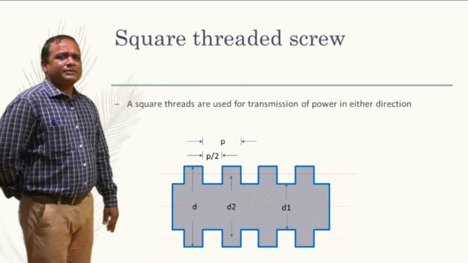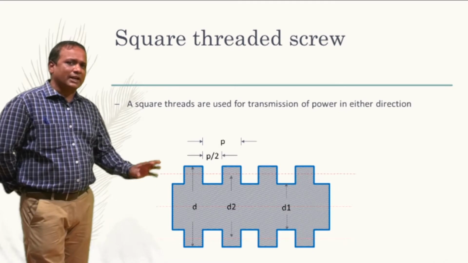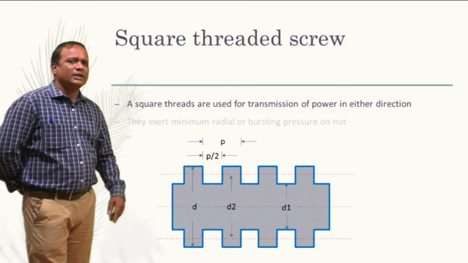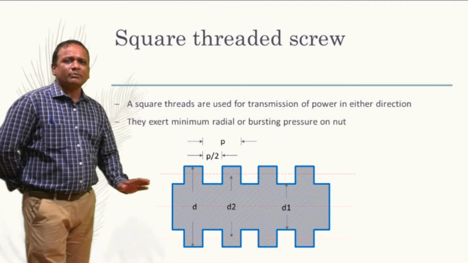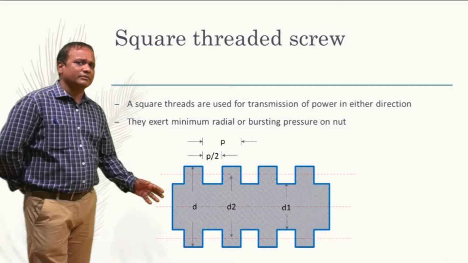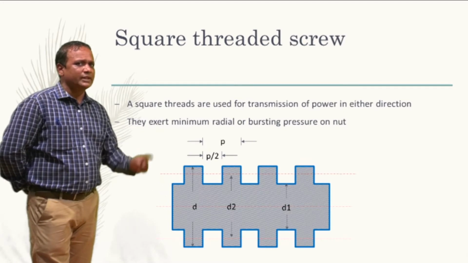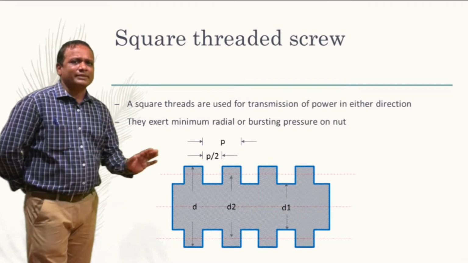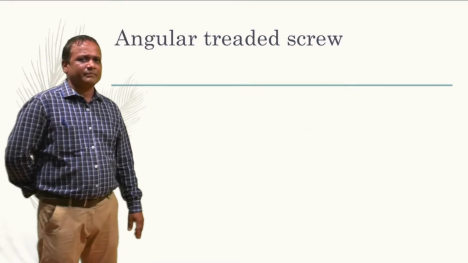Now, square threads are used to transmit power in either direction, either clockwise or anti-clockwise. They exert minimum radial or bursting pressure on the nut. These square threads are very important for this. They always exert a minimum radial or bursting pressure on the nut.